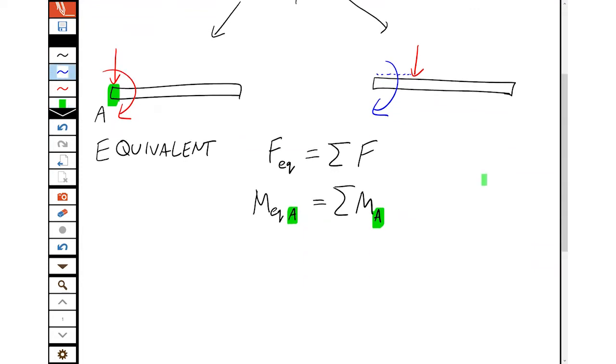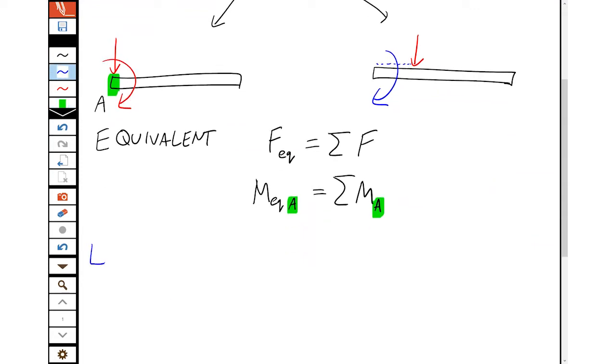Now, what about location? You're not always asked for this, but sometimes you are. So if you want the location, first you do the equivalent steps. You find the equivalent force and the equivalent moment around the origin. And you can set the origin wherever you want. We'll do a little example of that in a moment.